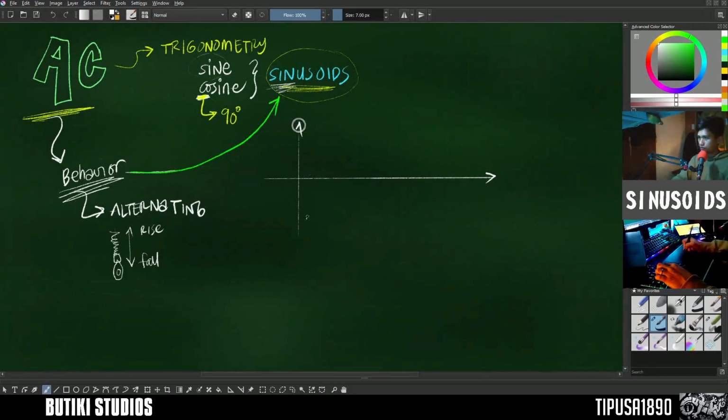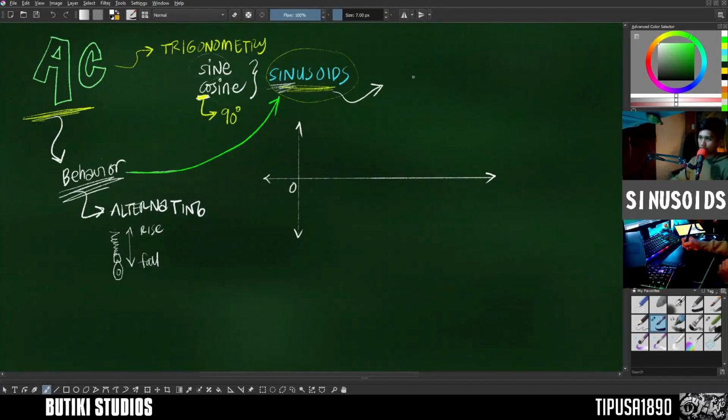X-axis, y-axis, negative, negative. You have your origin. Okay, so for the behavior sa ato nga sinusoids, we can represent this as a trigonometric function, specifically kaning sinusoid or ang sine or cosine nga function.